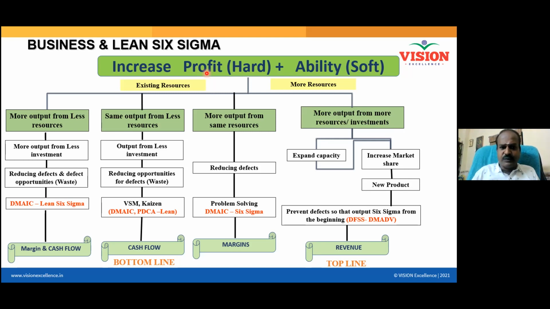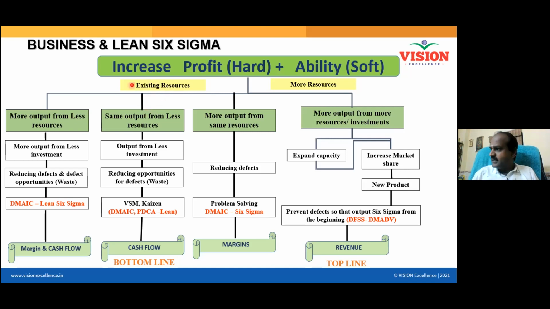You can maximize the profitability by making use of the existing resources. You can also improve your profitability with the additional resources. So there are two types of projects possible: one project consuming additional resource, and another with the existing resource. But though I say existing resource, there will be some investment to train your people and to make the necessary changes to run the project. You need budget, because without budget, nothing can happen. But it won't be a huge investment.